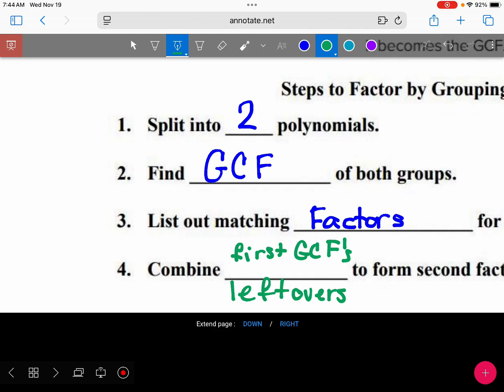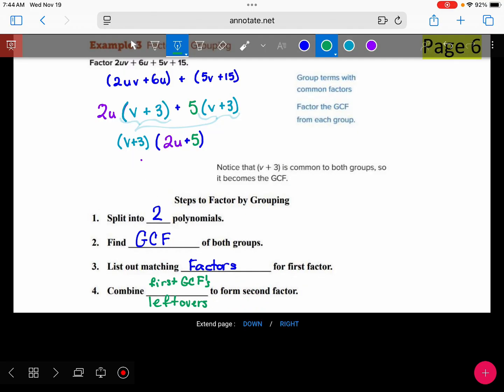It's exactly what we did at the top. We break it into pairs. We find our GCFs. We put this factor first, and any of our leftover guys, those original GCFs, the 2u and the 5, those guys make their own factor, and we are in factored form.